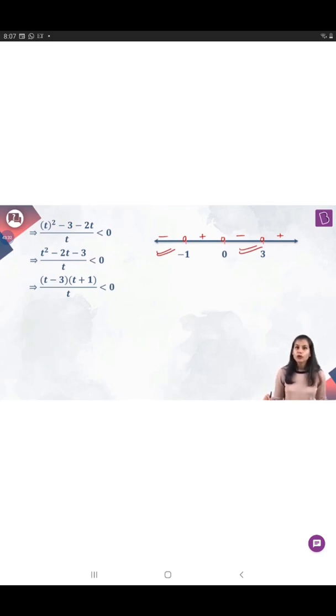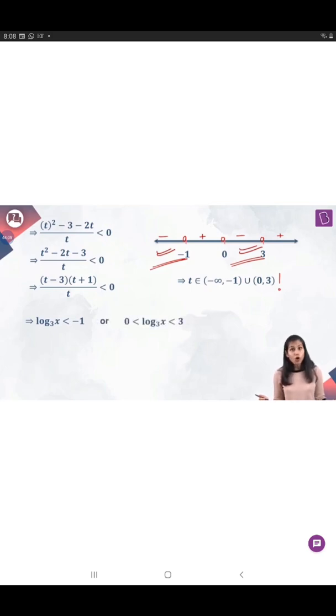My x is allowed to be only positive, not equal to 1. But here, I'm not getting values of x. I'm getting values of t. So t is allowed to be in the open interval minus infinity comma minus 1, or in the region between 0 and 3. What was my t? t is log x to the base 3. Mind it, your solution doesn't stop here. You want to find the values of x which satisfy your inequality. You don't want values of t. So replace back your t, it is log x to the base 3. So you're getting log x will be less than minus 1 or log x will be between 0 and 3.